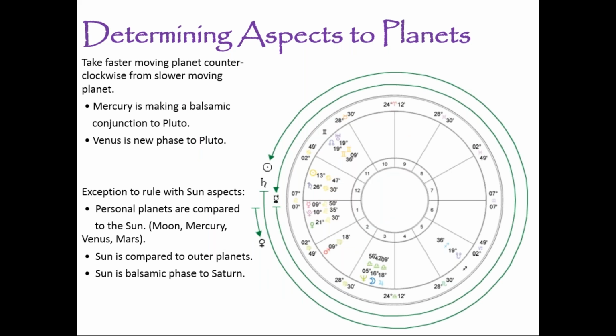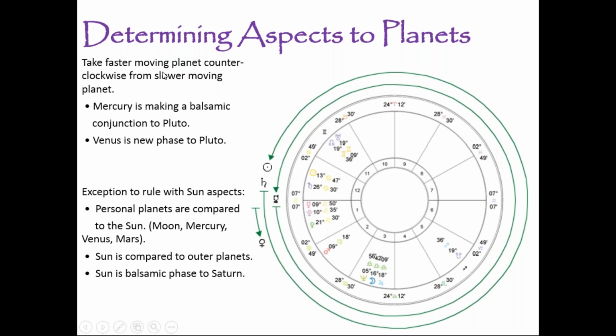Now, here is why I've been putting this in here, because over the last few years, I've pondered this, I've thought about it, and I've decided, okay, it's time to change this slide. That is different from how I taught it a couple decades ago, or when I ran Jeffrey's school. In determining aspects to planets, take the faster moving planet counterclockwise from the slower moving planet.